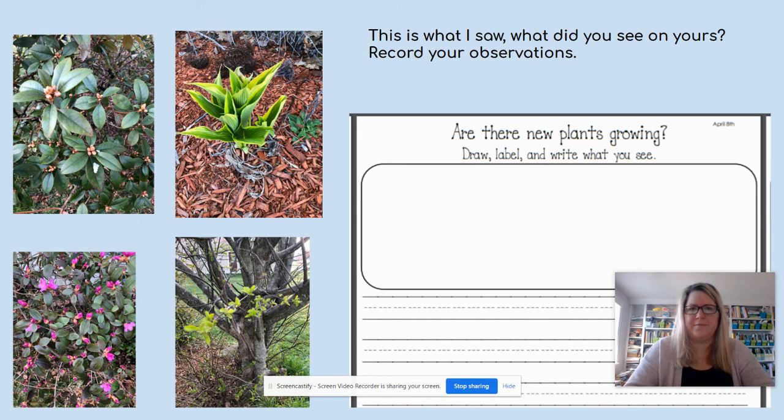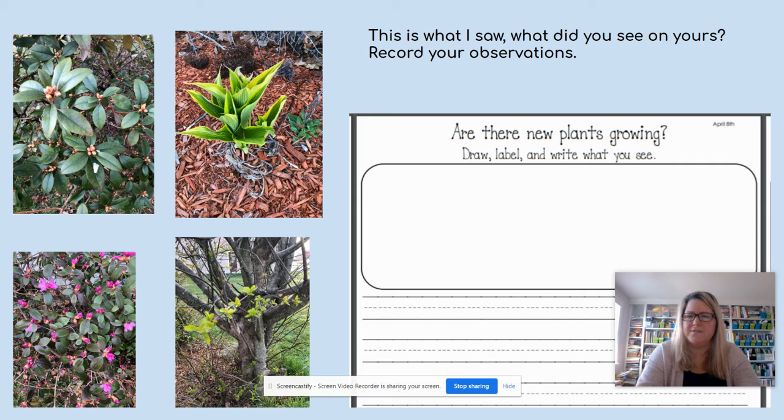Remember, these are the pictures that I took way back on, I think, day 1, day 2. I'm still using the same pictures because I want you to go outside and look at what you see. It could be outside your window if it's not safe. If it's a rainy day, you can look at trees, you can look at different things. If you can get outside and look closely, it's really nice to get up close and look because that's going to help you see if there are any changes. And then you're going to draw, label, and write what you see.